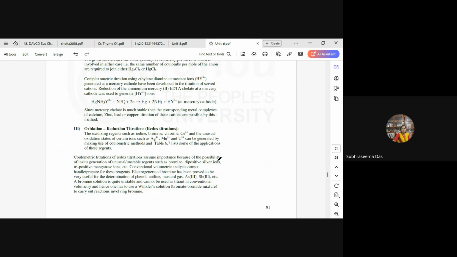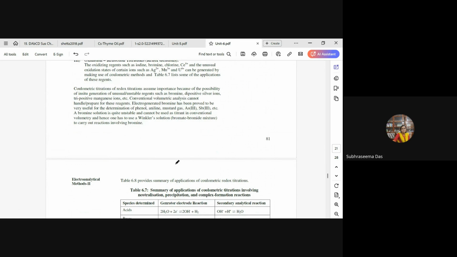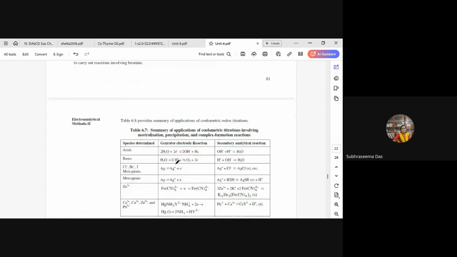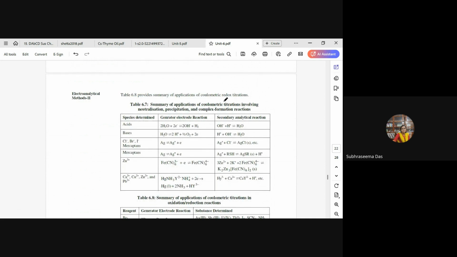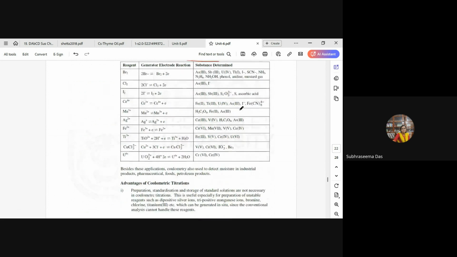Now coming to oxidation reduction titrations or redox titrations. The oxidizing agents such as iodine, bromine, chlorine can be generated by making use of the coulometric methods. Table 6.7 shows a summary of some of the applications of coulometric titrations that involve precipitation, neutralization and complex forming reactions. In table 6.8, we see the application of coulometric titration in redox reactions.